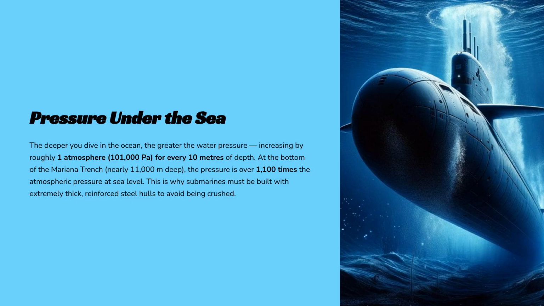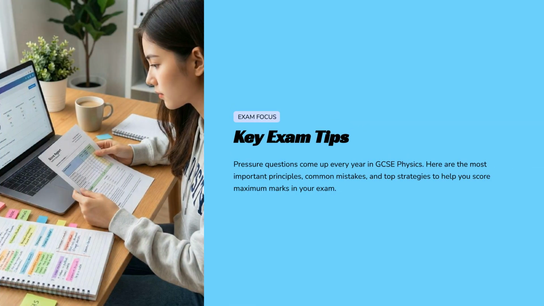Pressure under the sea is intense. For every 10 meters of depth, water pressure increases by about 1 atmosphere. At the bottom of the Mariana Trench, pressure is over 1,000 times higher than at sea level, necessitating reinforced steel hulls for submarines. Pressure questions are a staple of GCSE Physics exams.